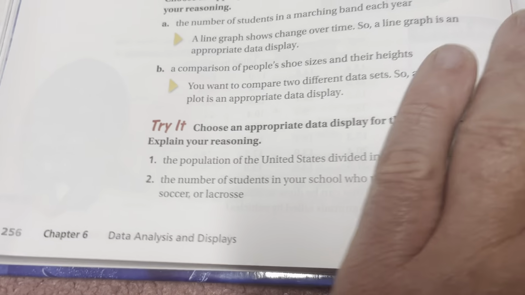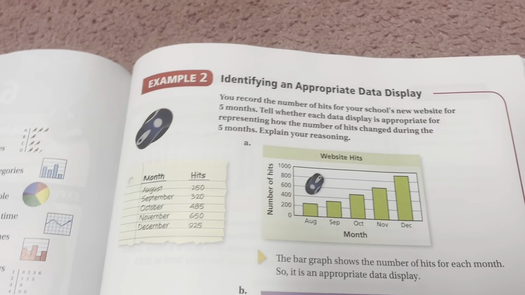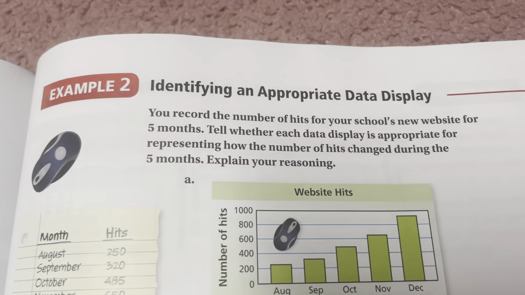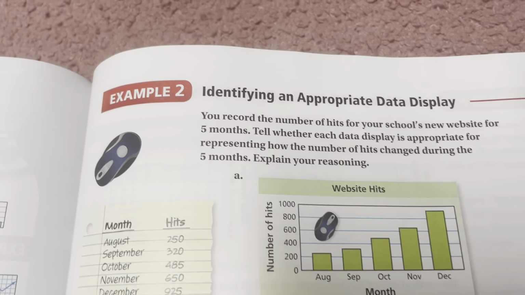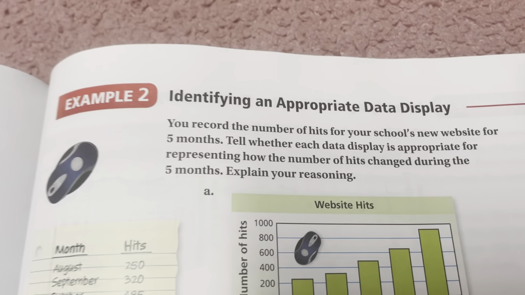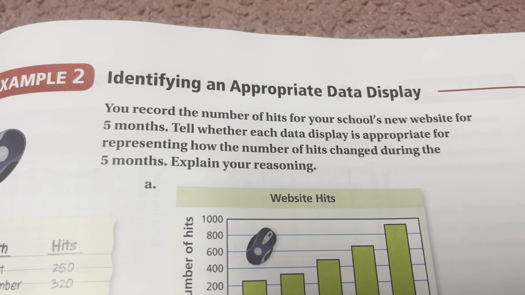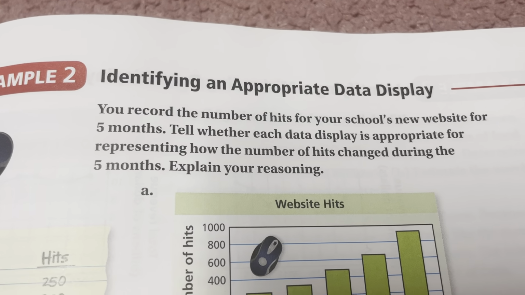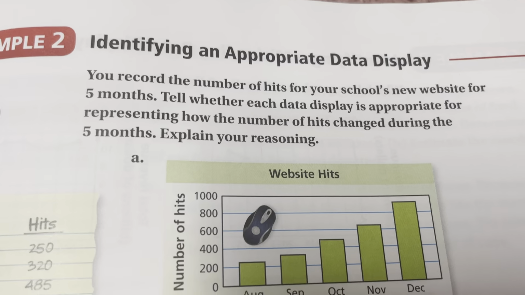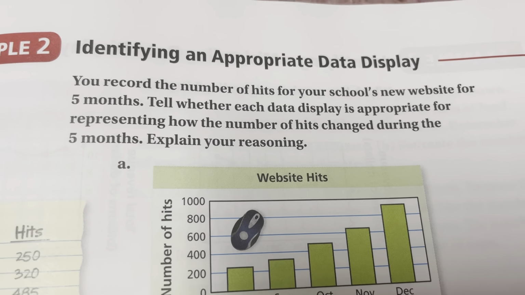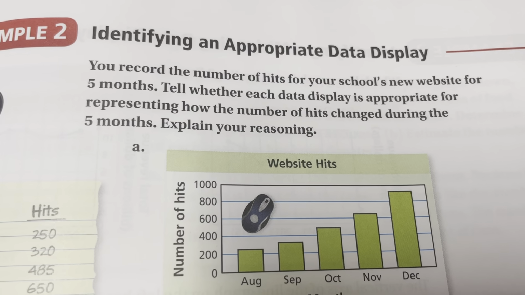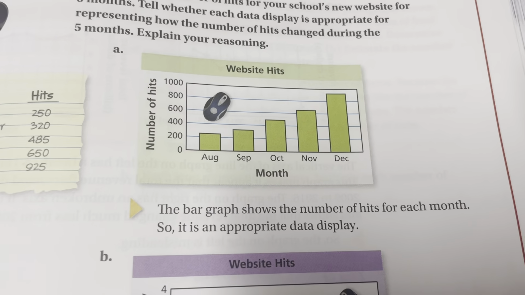All right. So, what we're trying to do here now is we have a situation identifying the appropriate display. Trying to look at a situation and determining whether a certain data display is appropriate. So we look at this scenario. You record the number of hits for your school's new website for 5 months. Tell whether each data display is appropriate for representing how the number of hits changed during the 5 months.